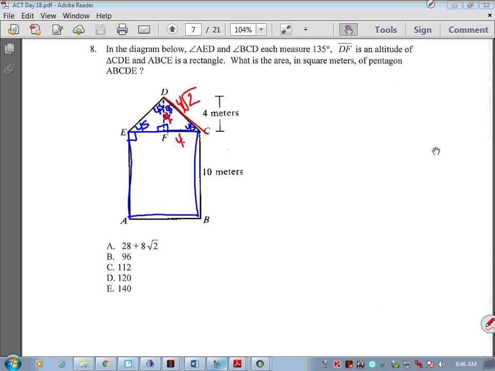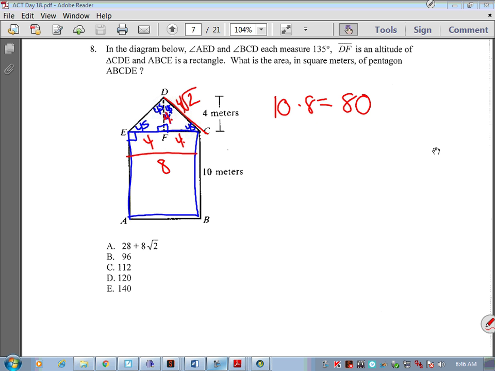It says, what is the area in square meters of the pentagon? So we're adding two areas together. Now that I think back at this, we really didn't need the 4 radical 2; we needed to know that this was 8. We're taking the area of the triangle plus the area of the rectangle, and we need 10 times 8 to get the area of the rectangle to be 80.